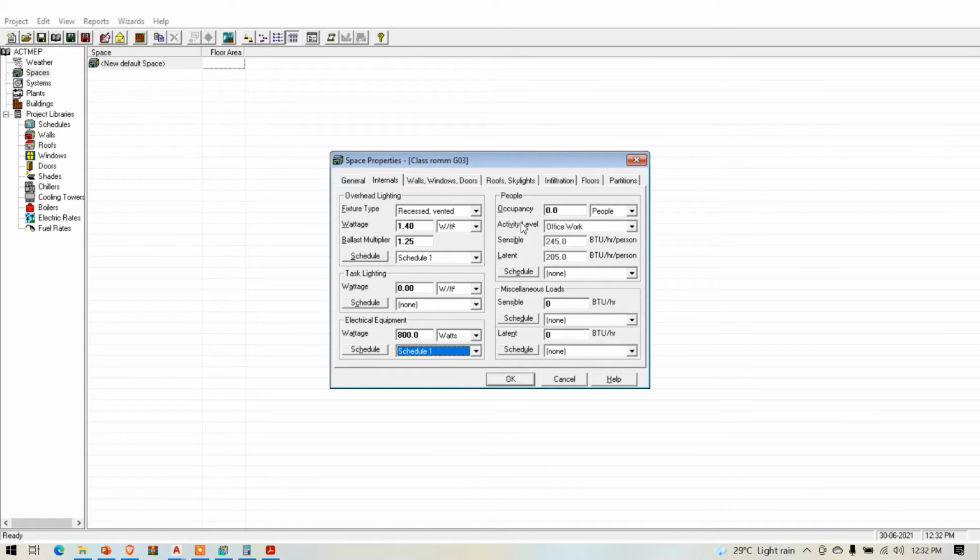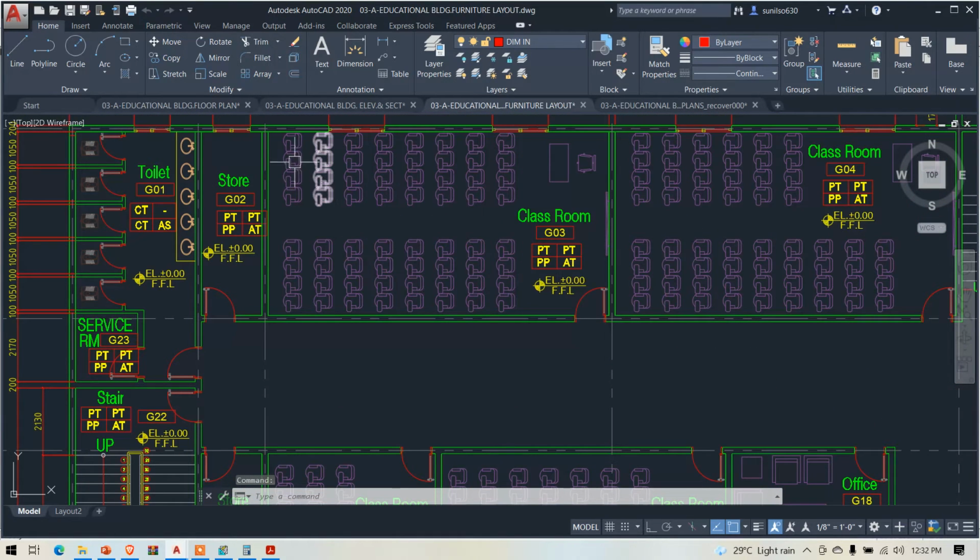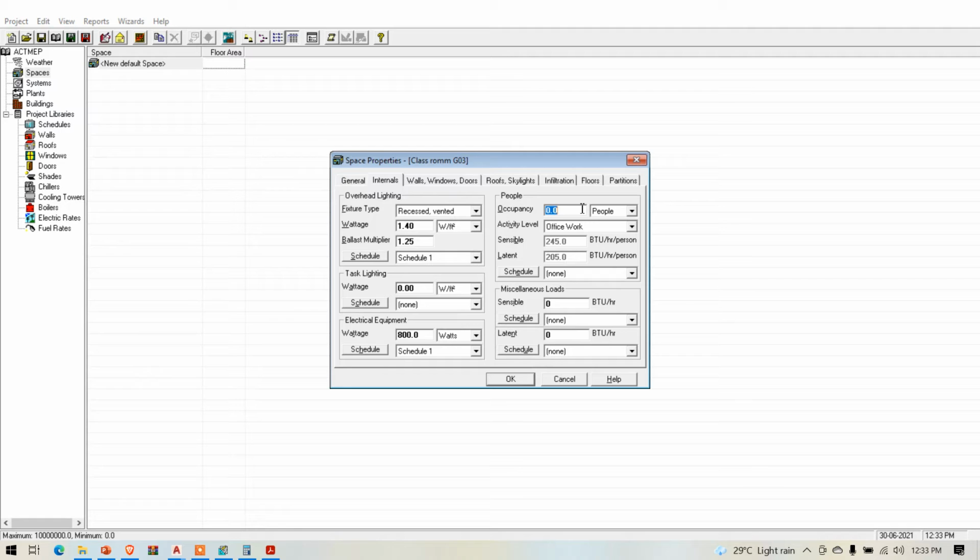Okay, and next occupancy. In the classroom, how many people are there in total? For that we require the furniture layout. See here 1 2 3 4, 1 2 3 4, total 8. 1 2 3 4 5 6 7 8. 8 8s are 64, plus 1. Total 65 members are there. So here I am going to consider 65.